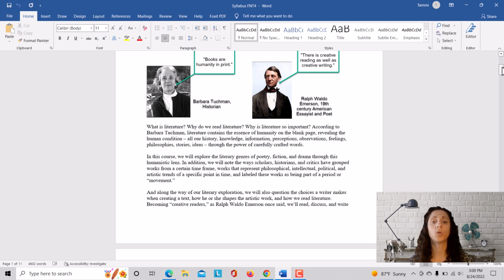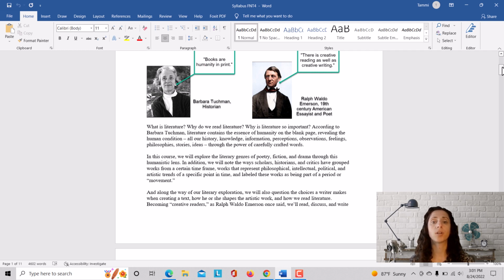In addition, we'll note the ways scholars, historians, and critics have grouped works from a certain time frame, works that represent philosophical, intellectual, political, and artistic trends of a specific point in time, and label these works as being part of a period or a movement. And along the way of our literary exploration, we'll also question the choices a writer makes when creating a text, how he or she shapes the artistic work, and how we read literature.